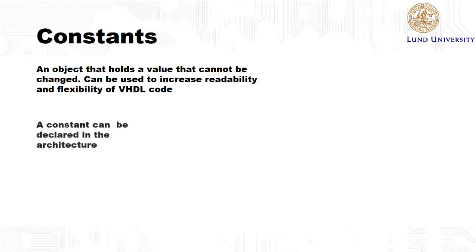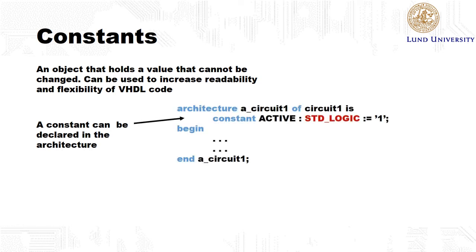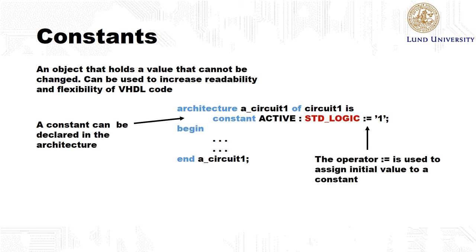Constants we declare under the architecture part of our VHDL source file, before the begin keyword. So here we declare a constant named active, and then we also must assign an initial value to this constant, and we do this with a colon equal sign and then the value 1. So now we can use this active in our description later on in this architecture, and this may make our description more readable, as the name active is more meaningful than a logic 1.